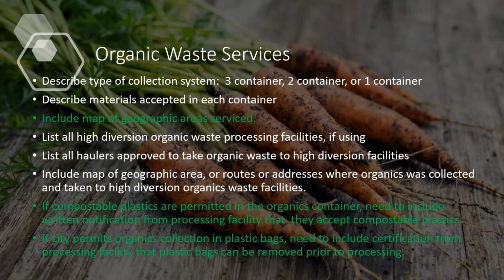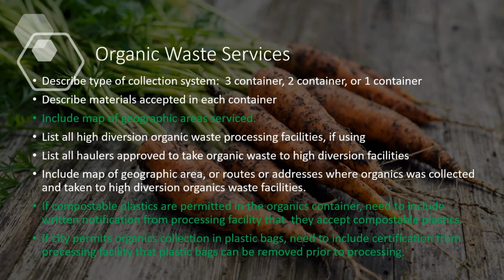You have to list any and all high diversion organic waste facilities that you may be using. You have to make a list of all the haulers that you've approved to take organic waste to these facilities. You need a map of all the routes where these organics were collected if they're taken to high diversion organics facilities.